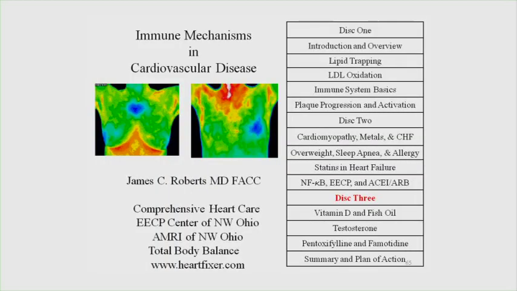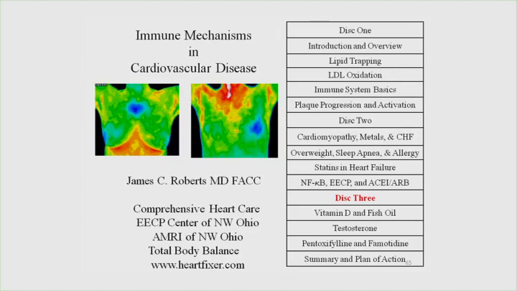So that concludes this section on nuclear factor kappa beta, ECP, my favorite therapy, and ACE inhibitors and ARBs, which amongst the drugs available are some of my favorite therapies. This completes disc 2, and now we'll go on to disc 3, where we're going to talk about milieu therapy, vitamin D and fish oils.